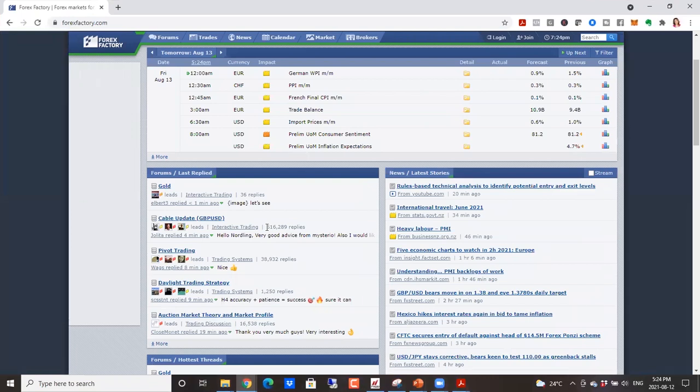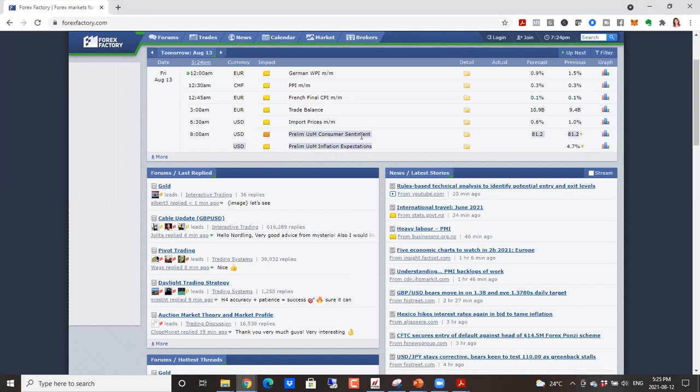Fridays can be reversal days, so we'll have to watch out for that. But there isn't much in terms of data coming up on Friday either. And we have consumer sentiment numbers. That's the main thing here. Other than that, fairly light, and nothing after 8 a.m. here. So overall, fairly quiet day in terms of data.